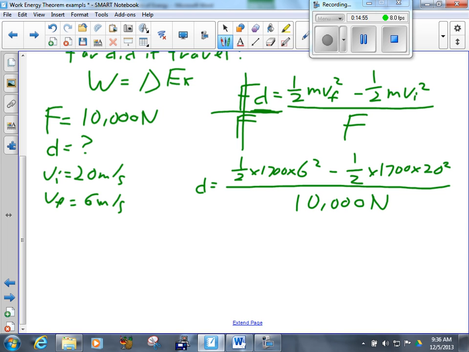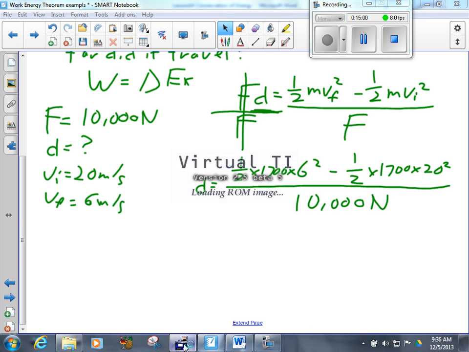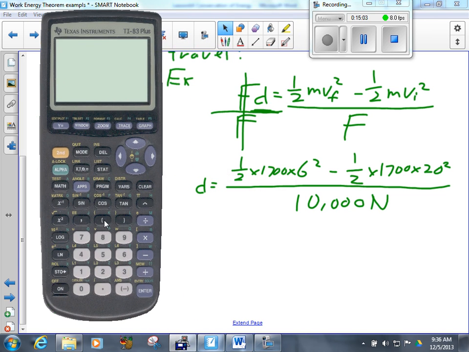All right. So when we plug in our numbers here, we punch it into our calculator so that it looks like this. In brackets, so we get the whole top here: 0.5 times 1700 times 6 squared, minus 0.5 times 1700 times 20 squared. So there's the whole top, divided by the bottom, 10,000. So the car traveled 30.9 meters in doing all of this work.